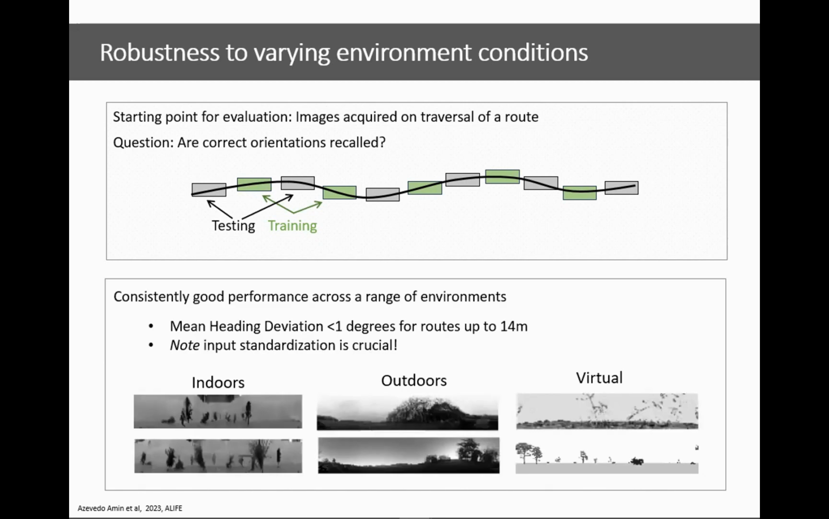And what we find is that Infomax has consistently good performance across a range of environments with a mean heading deviation from the true orientation of less than 1 degree. There are a set of routes that go up to 14 meters. This is across various environments, so indoors, outdoors, and virtual. But the thing that we've really found is that input standardization is critical. And I just mention this because it's not always outlined as an implementation step in the Infomax literature. When you look at the learning rules, weight updates are proportional to the pixel intensity. So you have to do this to be using the standard learning rate.